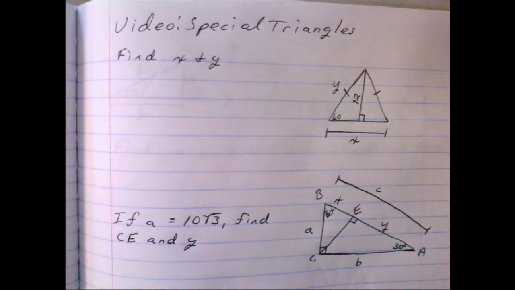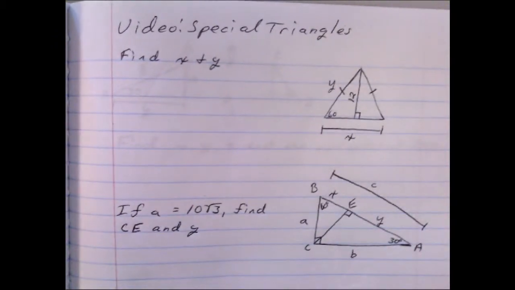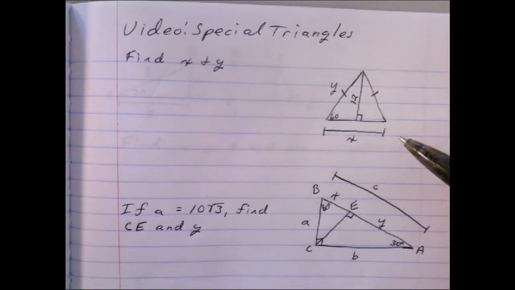So this is our combination video for our special triangles, our 30-60-90 and our 45-45-90. So we're just going to be doing some examples today that are a combination of those two types. So our first example here, we're going to be finding x and y.